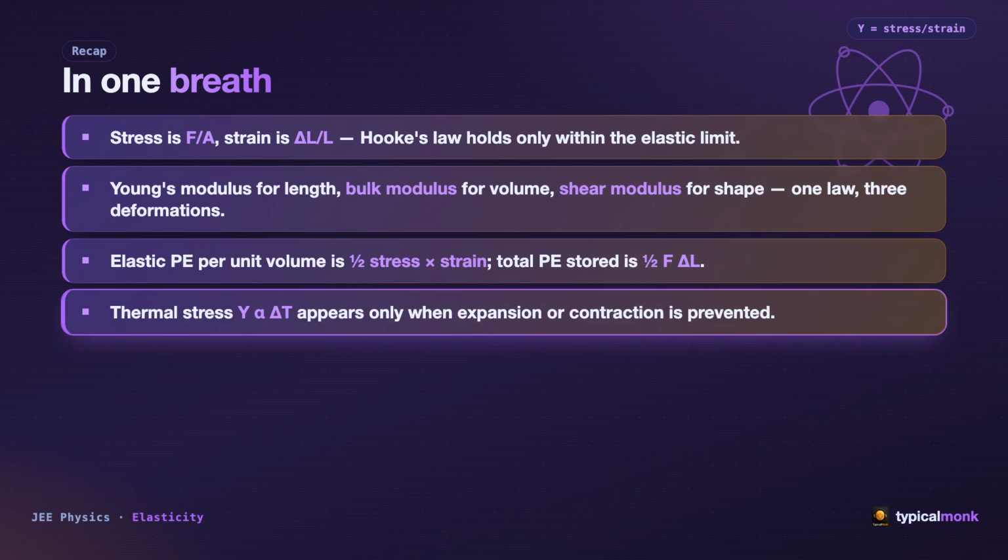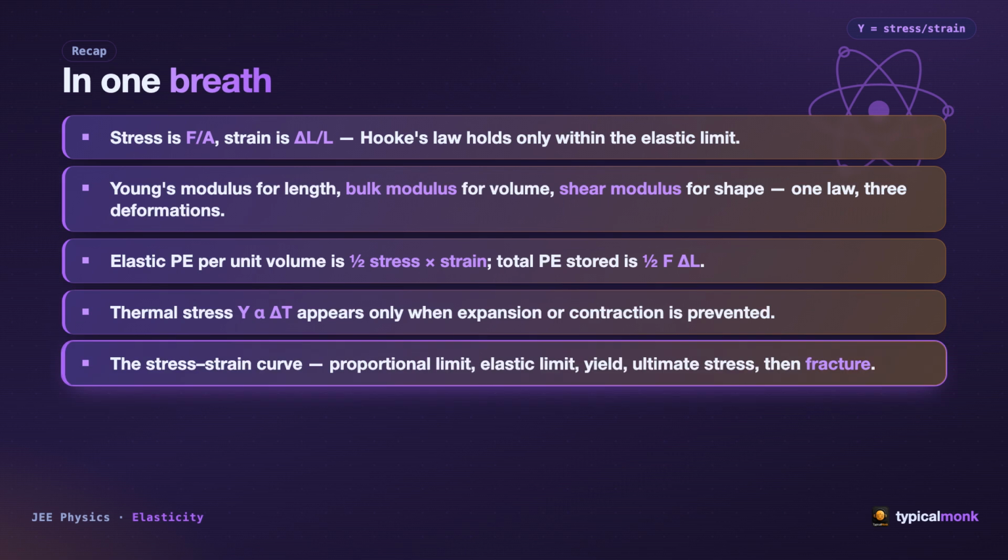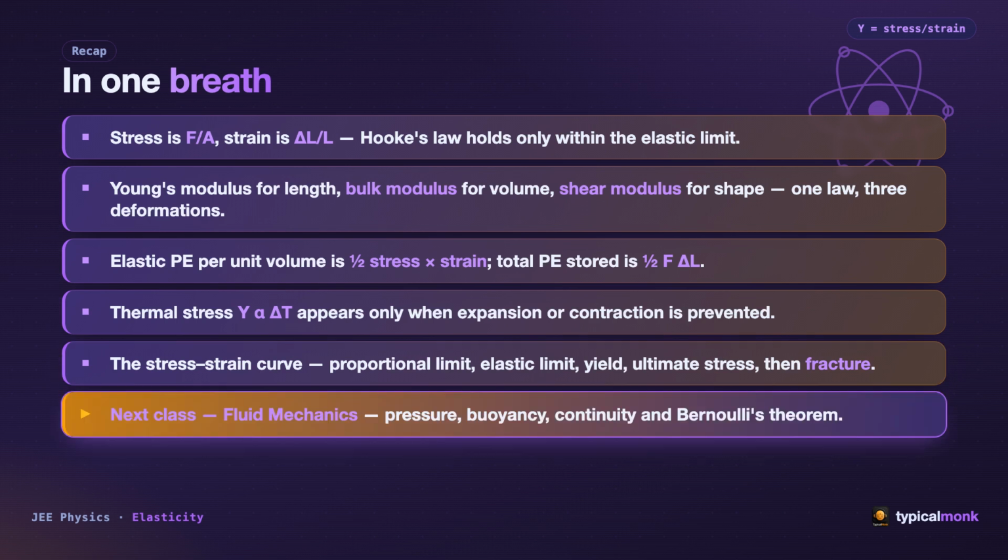Thermal stress, Y alpha delta T, appears only when expansion or contraction is physically prevented. And the stress-strain curve carries a material's whole story: proportional limit, elastic limit, yield, ultimate stress, then fracture. And next class, we step into fluids, fluid mechanics, pressure, buoyancy, the continuity equation, and Bernoulli's theorem. The same patient, one step at a time thinking, now applied to things that flow.